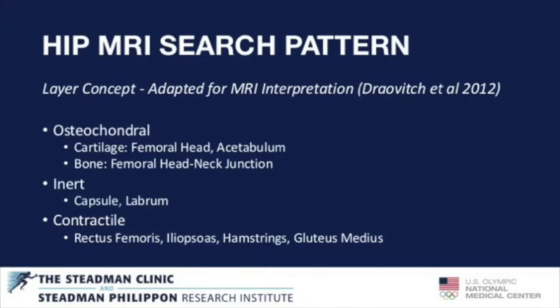The inert layer includes both the capsule and labrum. The muscular layer consists of muscles crossing the hip joint, including but not limited to the rectus femoris, iliopsoas, hamstrings, and gluteus medius.